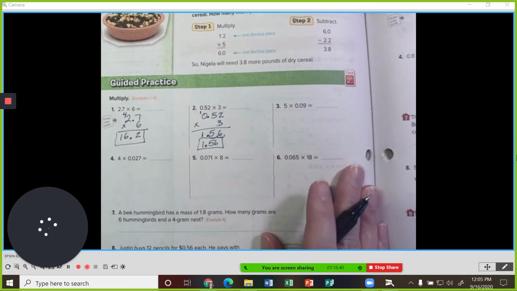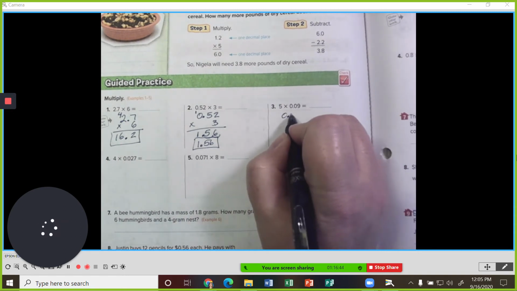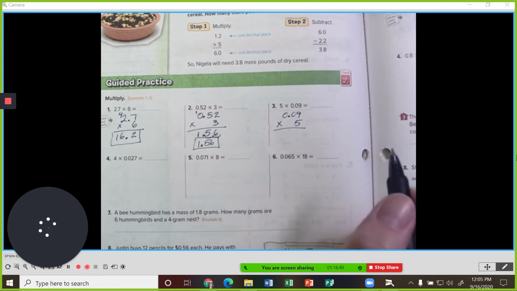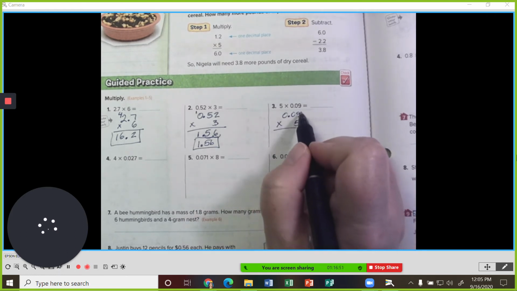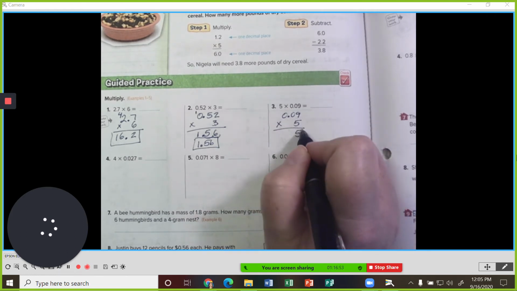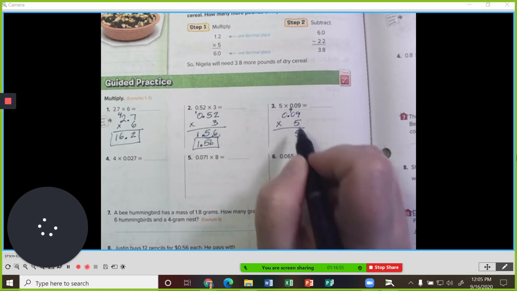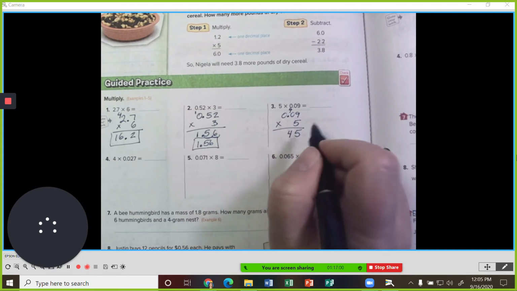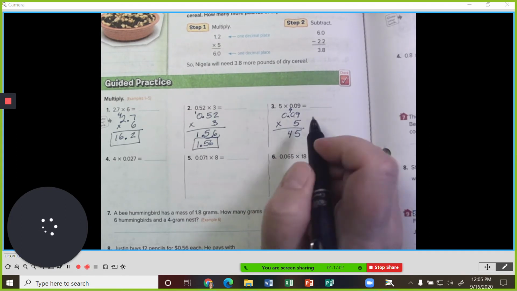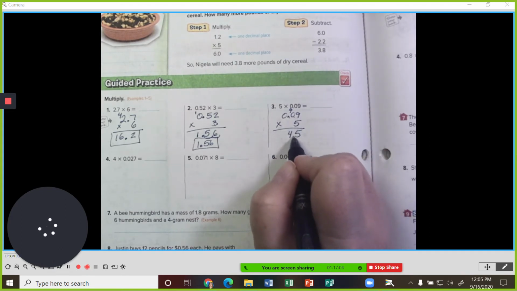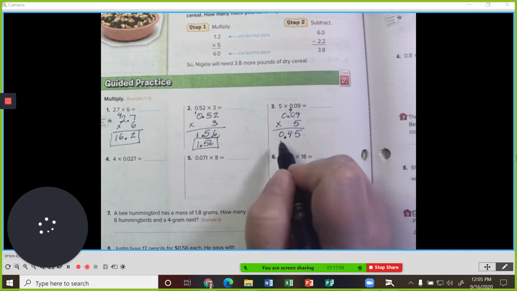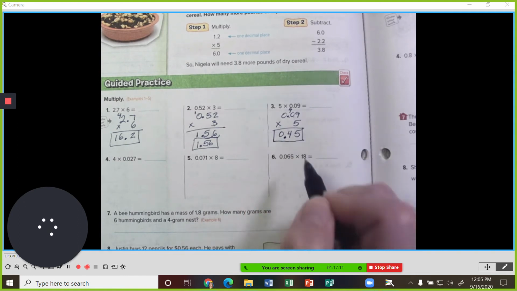Number 3, we have 5 times 0.09. I like to write the longer number in the first row. So 0.09 times 5. 5 times 9 is 45. Write the 5, carry the 4. 5 times 0 is 0, plus the 4 that we carried is 4. So 45. We have 2 decimals in our problem, so we need 2 decimals in our answer. And we always write that 0 to the left of the decimal, so our answer is 0.45.